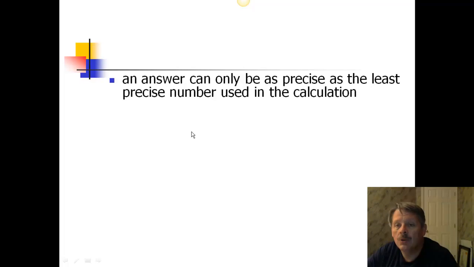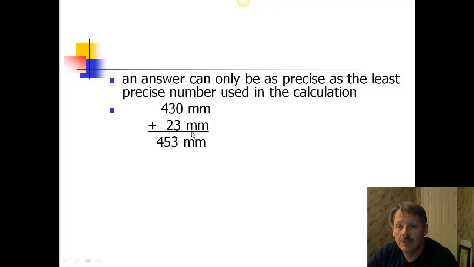An answer can only be as precise as its least precise number that's used in the calculation. So, what about this one? Well, you have to be very careful here. It can be confusing, right? We notice that this 0, remember this 0 is not significant. It's important, but it's not significant.